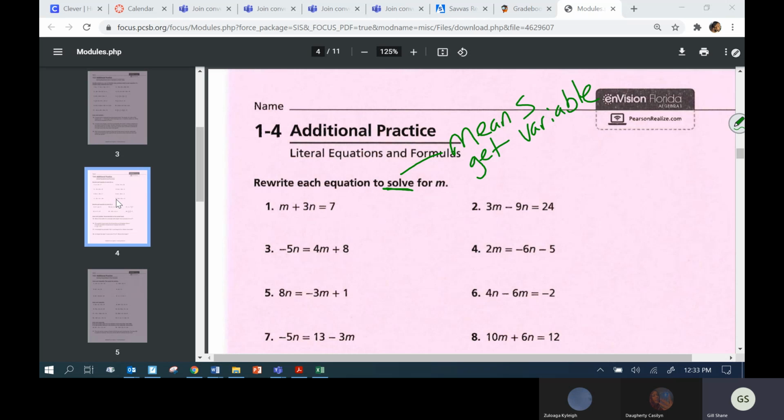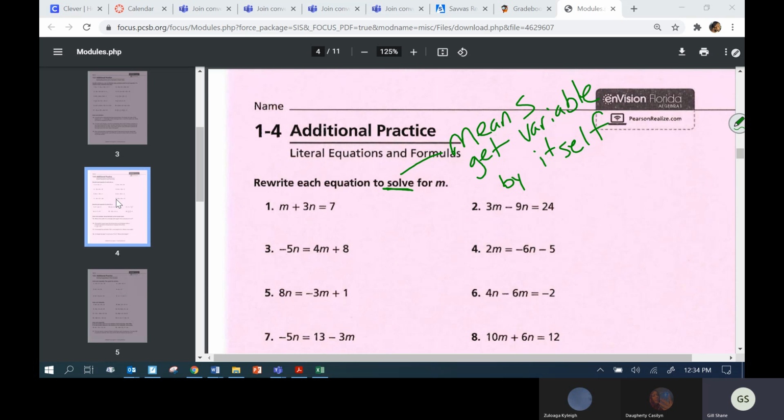Now, if that happens to mean that we wind up getting a number, great. If it doesn't, then we just leave whatever we have, even if it's got other variables in it, which is what's going to happen here. So if I want to solve for m, that just means I get m all by itself. I get rid of everything else that's on the same side as the m. So again, to do that, I start with the term that doesn't have the m.